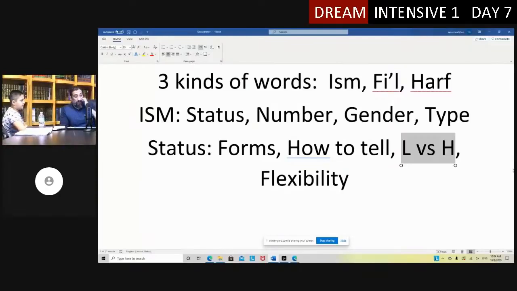So as a student of Arabic, when you see a light ism in the Quran, you're like, I need to know why this became light. If you see a heavy ism, you're like, it's doing what it's supposed to, I guess. It's a normal day for you, so you keep moving. Okay? Then there was flexibility.